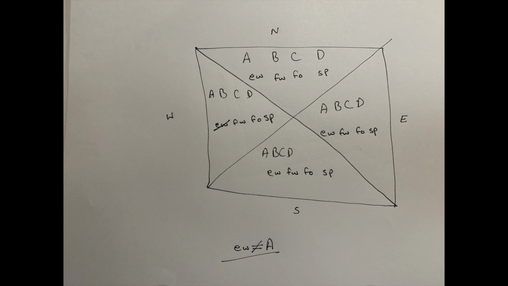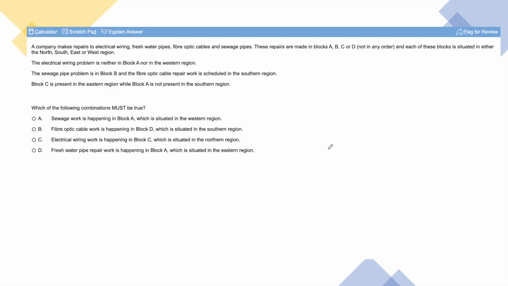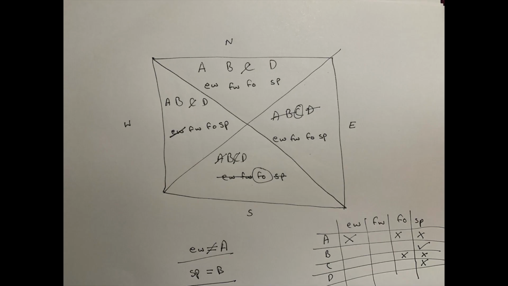So for example, electrical wiring, I'm just going to abbreviate that to EW, freshwater FW, fibre optic FO and sewage pipe SP. So again, I'm going to do that very quickly. So now we can go and cross off each one or tick each one that we know is in a particular region or not. So we know the electrical wiring problem is neither in block A nor in the western region. So electrical wiring is not in the western region, and we know it's not in block A.